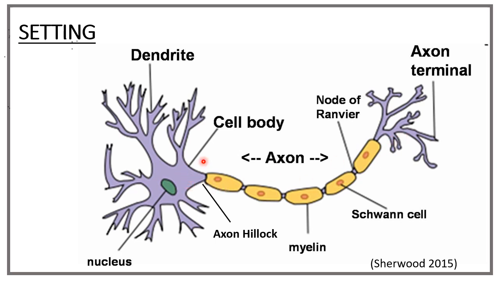At the axon hillock, there's a cell body, and the cell body is going to have a nucleus and a dendrite. In this cell type, it's going to have a dendrite. Great, I'll meet you on the next slide.